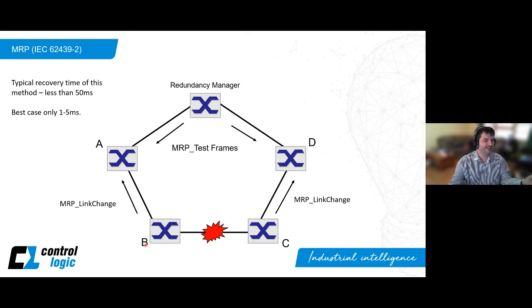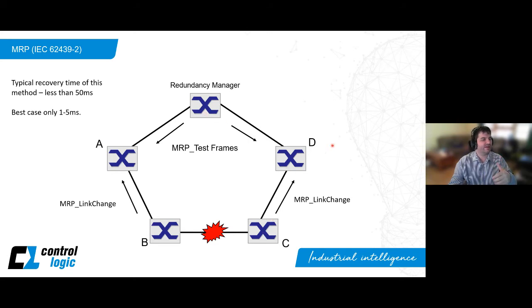So if switch B has its link go down, rather than just sitting there and not saying anything and waiting for the redundancy manager to do everything, switch B will actually say to the neighbors, to everybody, hey guys, this link actually went down. We need to do something. And when this happens, switch B will delete its forwarding database by itself, and it will notify the rest of the network that it has done so. Switch A, when it sees this pass through, will also delete its forwarding database and continue that along to the ring manager or redundancy manager. And the same happens in the opposite direction.